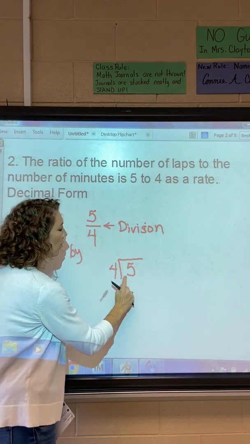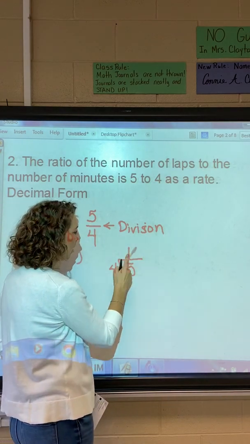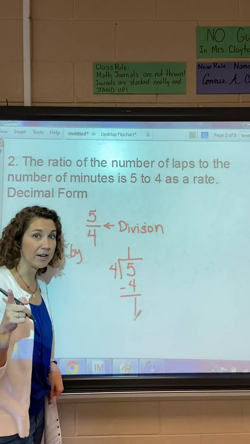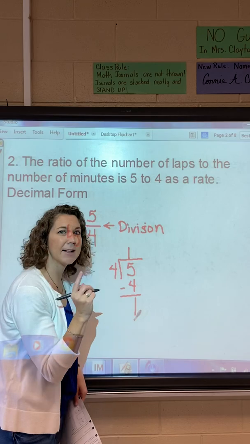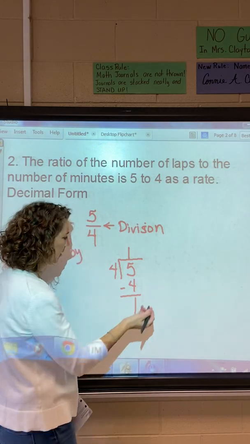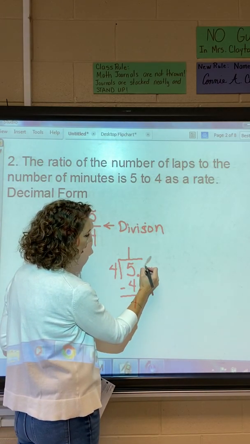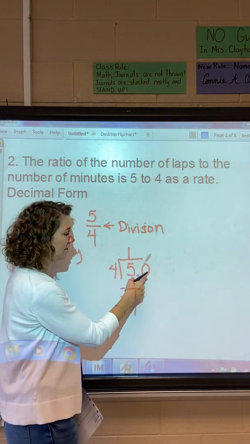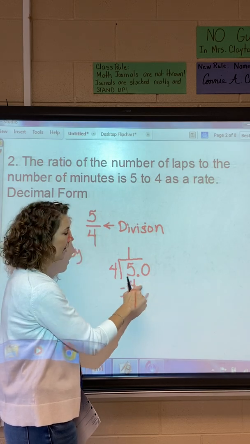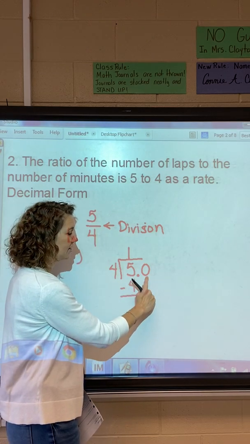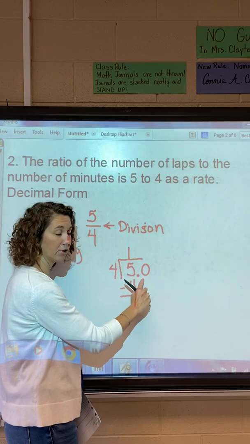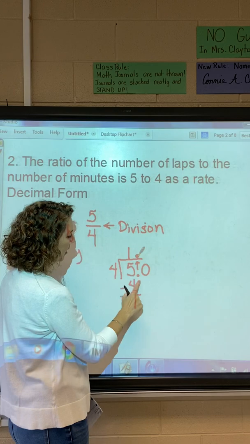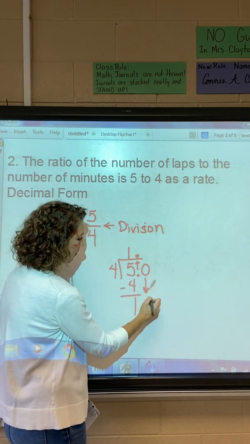Okay, 4 will go into 5 one time. 1 times 4 is 4. Subtract and we get 1. We're not finished. We want to keep doing this until there's no remainders left. So we're going to add a decimal and a 0. That's still 5, 5.0, or 5 and 0 tenths is still 5. That's like saying $5 and 0 dimes. It's still $5. So we push that decimal up, and then we're going to drop the 0 down.